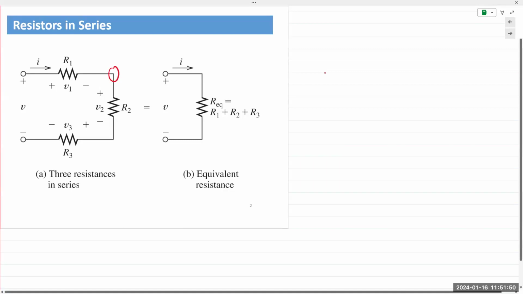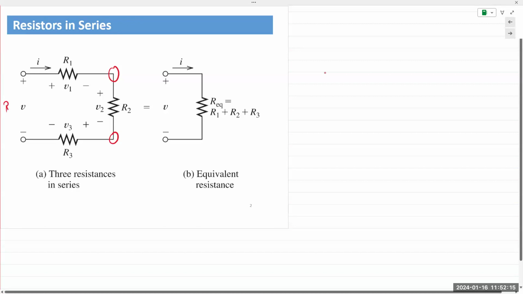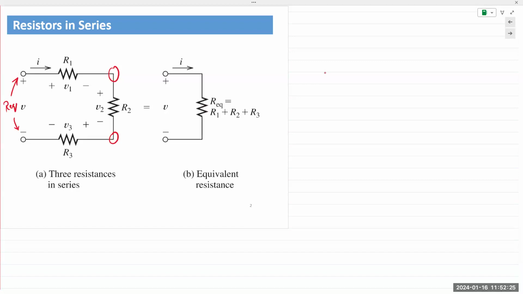And a junction right here. You can see at those junctions, R1 and R2 are the only 2 connections, and so they are in series. And then R2 and R3 are also connected via only one junction, and so they also are in series. And hence we can say all 3 of them are in series. And the total resistance is measured at the outer terminals. That resistance is known as REQ, or the total equivalent resistance of that series network.